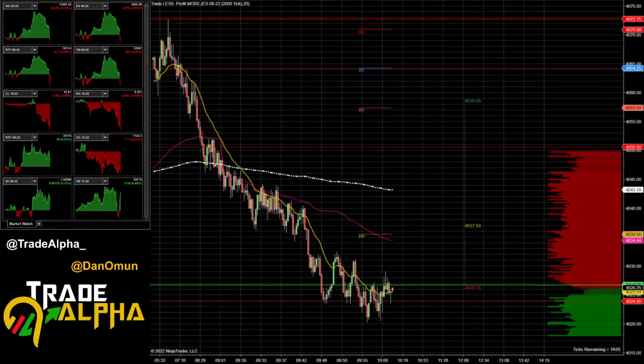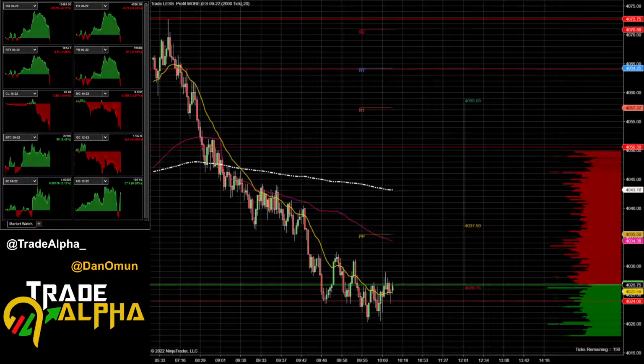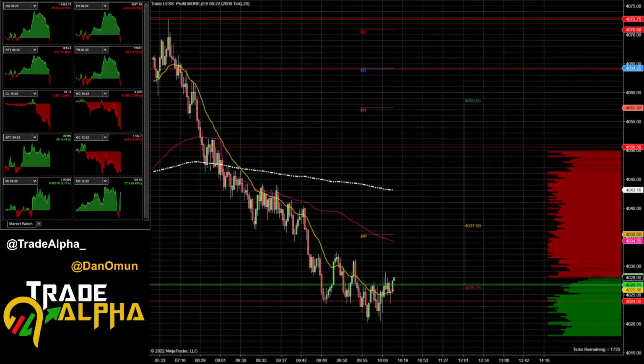But with that said, I also think there's a good chance that, considering how in the green it started out today, it may try to come back up into the green and retest these prior highs. So it's a good chance for a bounce, in other words. But who knows? It could continue to go down.